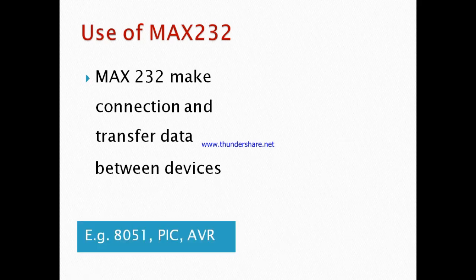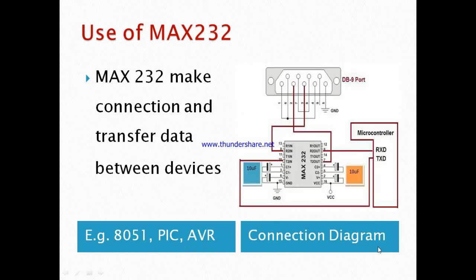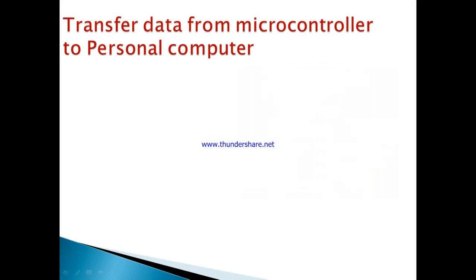For example, most of the microcontrollers, that is 8051, PIC, AVR, work on TTL logic waveform. Let's check out the connection diagram. These microcontrollers have a built-in UART, that is universal synchronous asynchronous receiver transmitter, which can send and receive serial data. Since they work on TTL level, they transmit and receive data comprised of TTL waveform. Whereas a standard PC, that is personal computer, works on RS-232 level waveform.